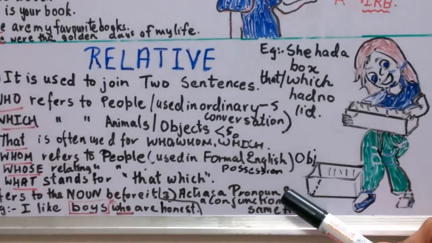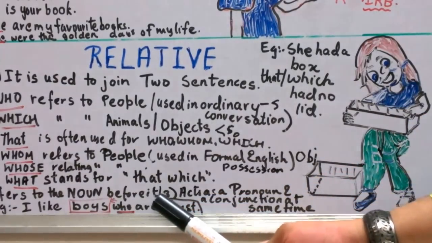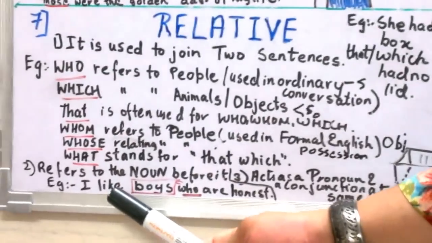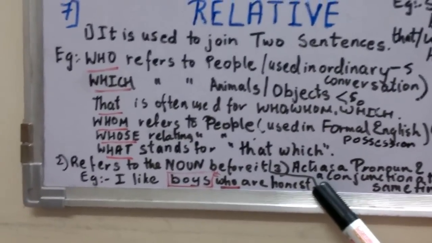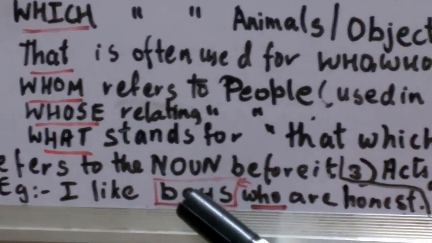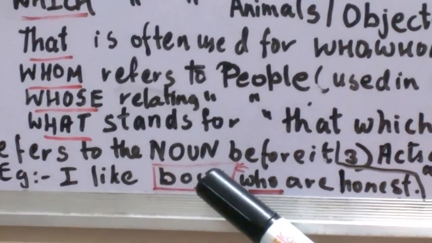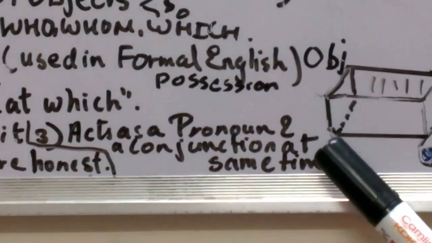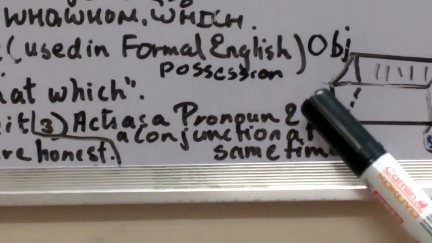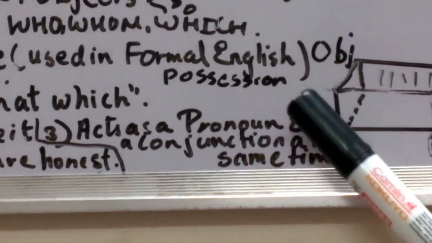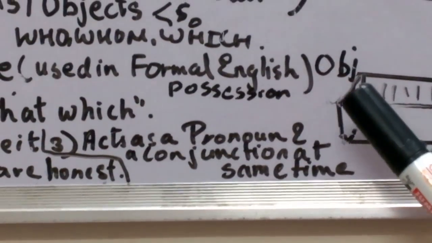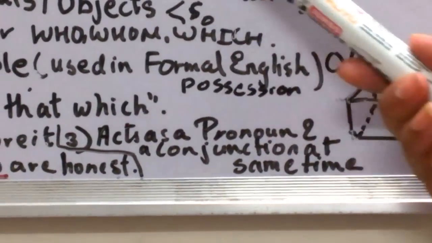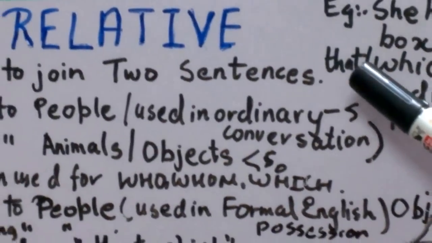So we see a relative pronoun also refers to the noun before it. By example, I say I like boys who are honest. So who stands for boys? It refers to the noun before it. We also see that a relative pronoun acts as a pronoun and a conjunction at the same time. It can be used as a pronoun and it can be used as a conjunction to join two sentences. So basically a relative pronoun is used to join two sentences. This is all about the relative pronoun.